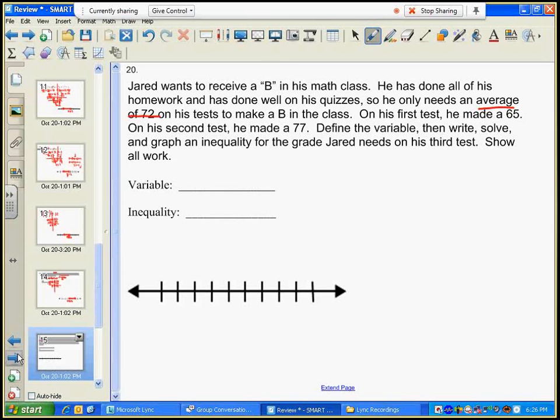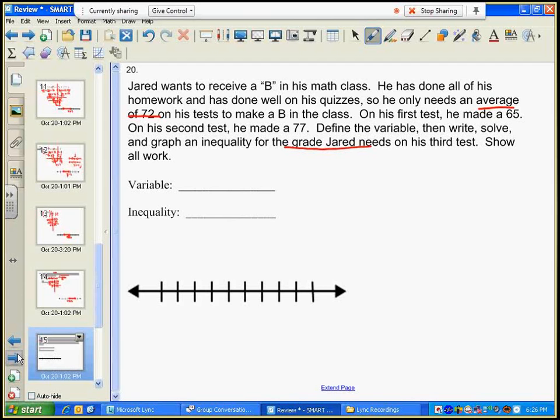On his second test, he made a 77. And I don't know what he's going to make on his third test. Let's try to figure out what he needs to make. Define the variable, then write, solve, and graph an inequality for the grade he needs to make on his third test. So what am I looking for? What's my variable? Whatever that grade is that he needs to make.